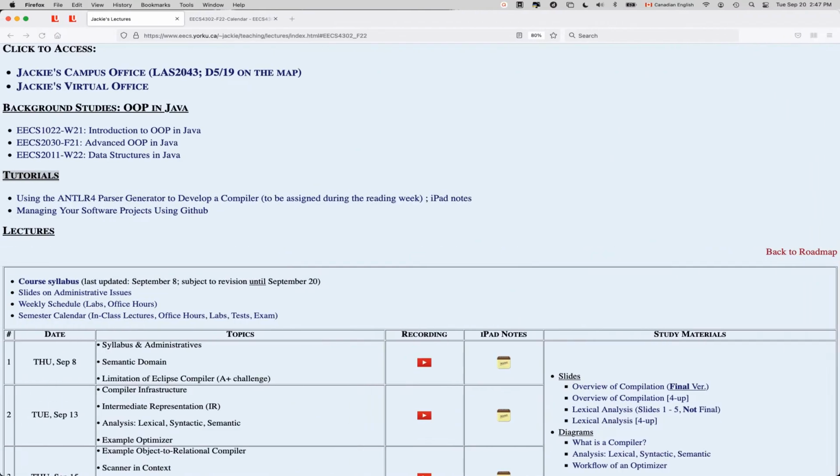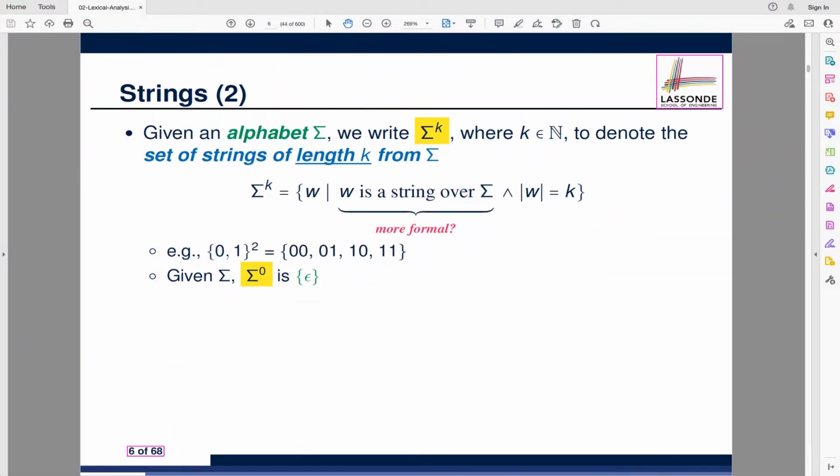Awesome, let's now move on. Okay, so this one here, I'm going to just go direct. Actually, we can do a little bit of derivation just to make sure you're comfortable with the math. So when you say sigma to the power of plus, that simply means it is the set of non-empty strings.